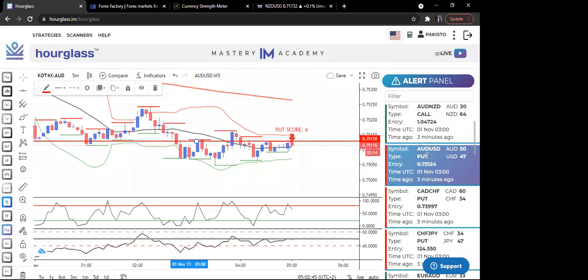The first thing that you want to do when you're looking for a sell opportunity is, like I said, from the currency strength meter, you want the second currency to be stronger than the first currency. So that's the first confirmation. We can see over here that USD is 47 and AUD is 30. So what does that mean? It means that the second currency is stronger than the first currency. So that's more confirmation and indication for a downward trend, for a downward momentum. So that's the first thing you want to look at.